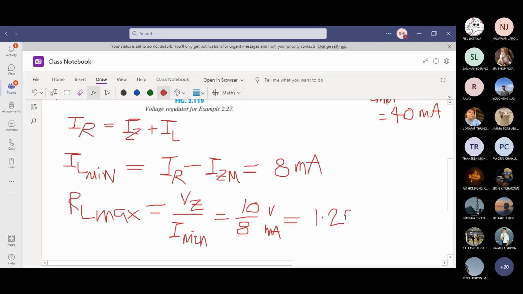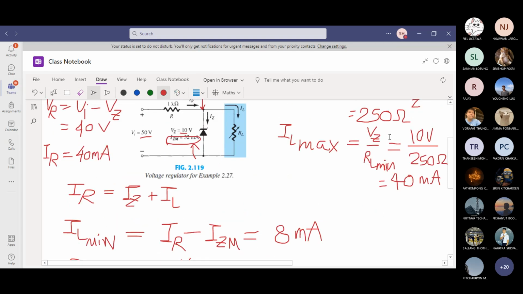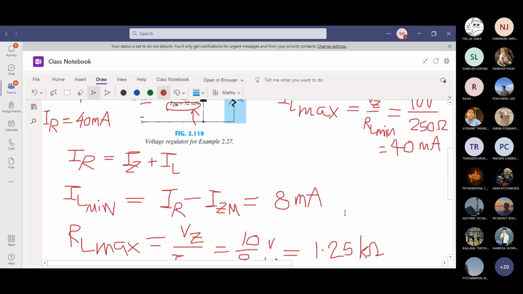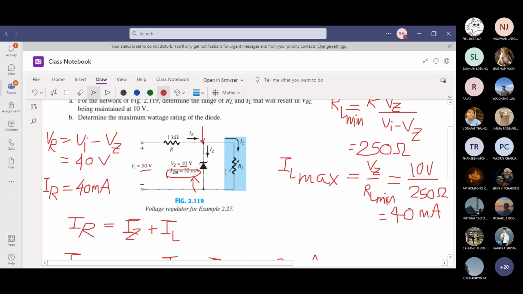I want you to practice these problems again at home. You don't have to submit, but you have to practice to see how to solve. So minimum you need 250 ohm, and the maximum RL will be 1.25 kilo ohm. If you try to increase more, it will not work. If you go below 250 ohm, it will not work. This is a variable resistor symbol right here. The arrow on RL says it is a variable resistor. You can be between 250 ohm and 1.25 kilo ohm, not outside of this range. Outside of this range, the zener will not turn on.